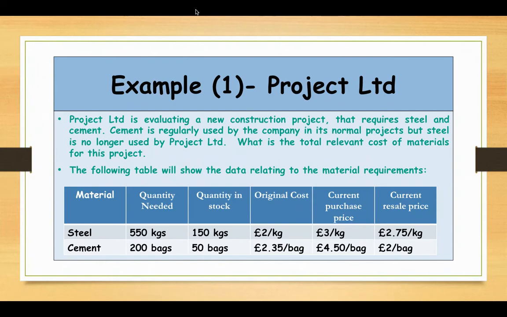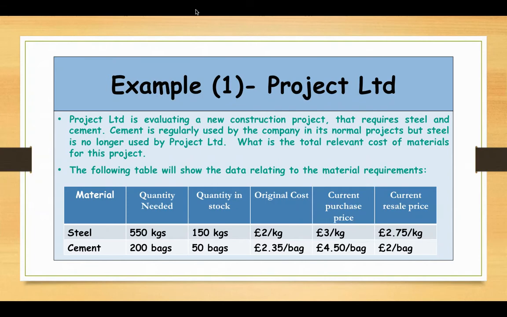But steel is no longer used by the project. Again, we know if a material is no longer used by the company, the relevant cost of that material is the scrap value or the current resale price. So the question is, what is the total relevant cost of materials for this project?